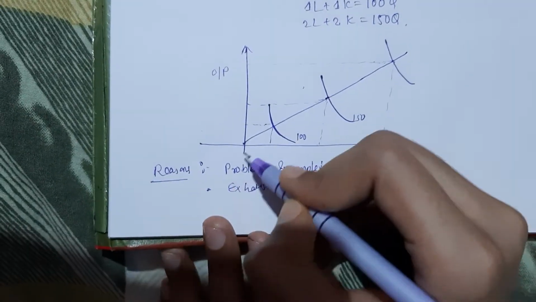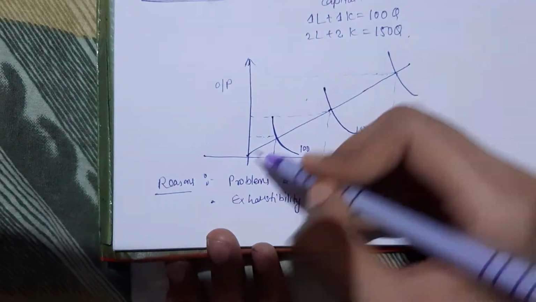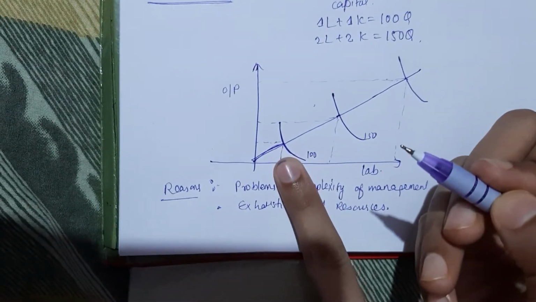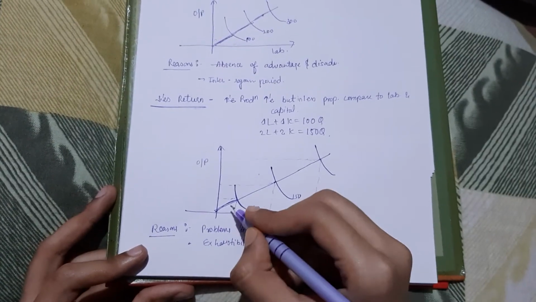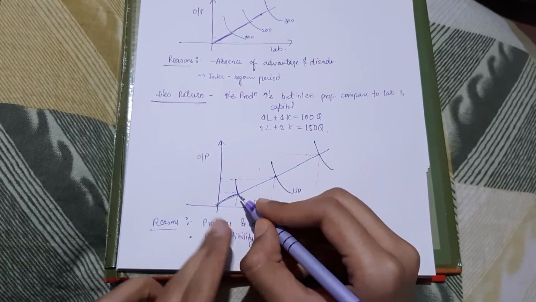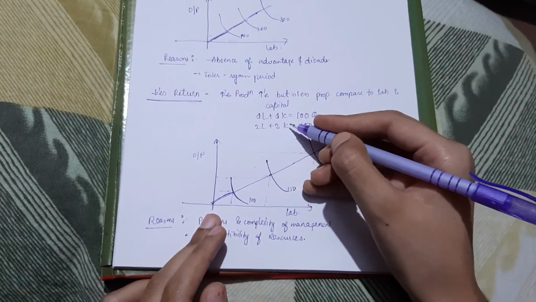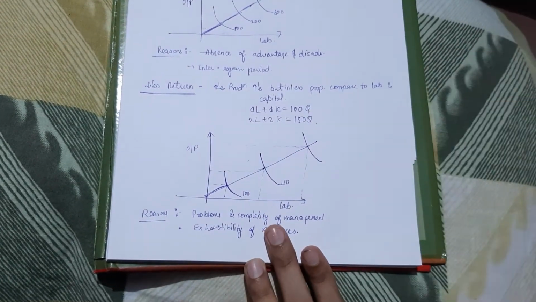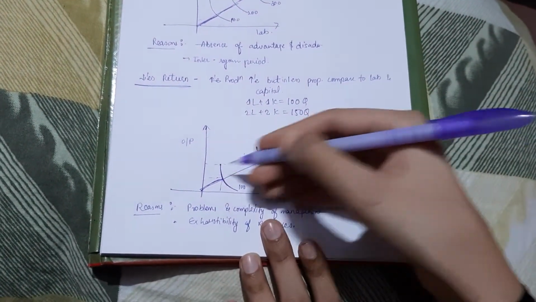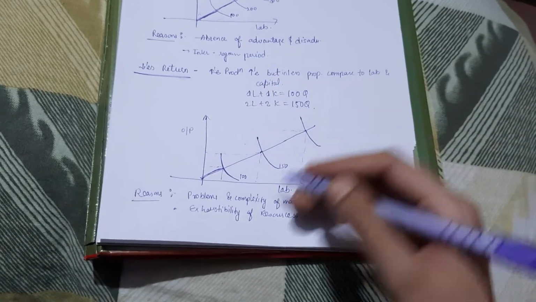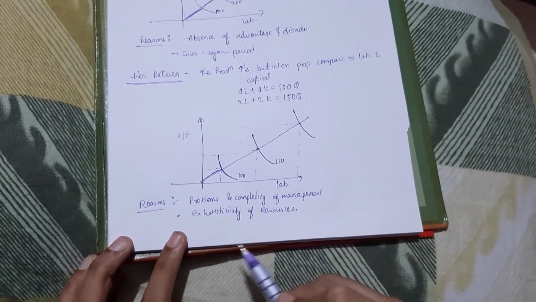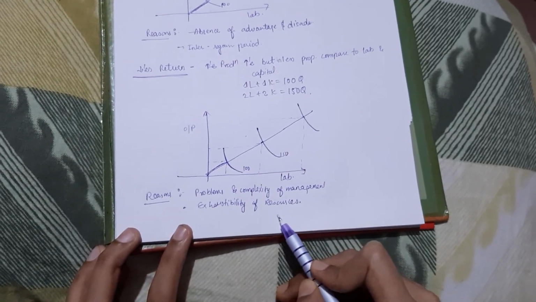As you can see in this graph of output versus labor, labor increases and capital increases, and production increases as well, but in this case labor increases, capital increases more, and production does not increase as much. The reasons for this are problems and complexity of management, and exhaustibility of resources.